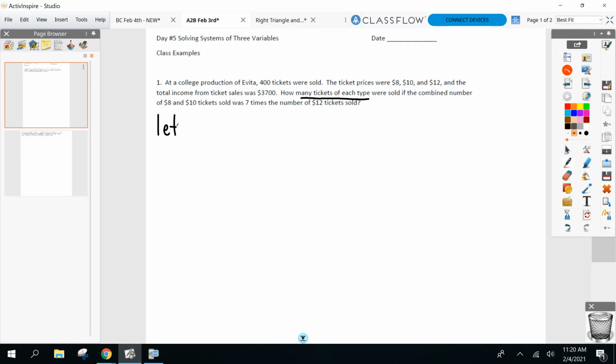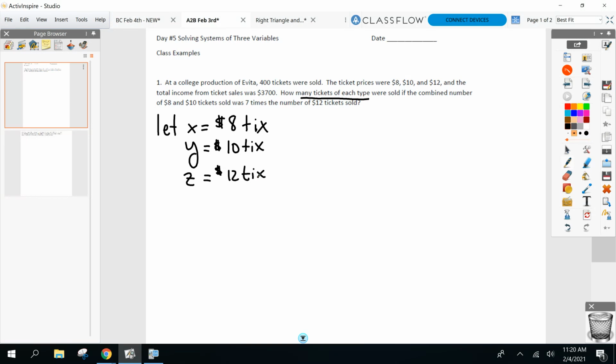Well, let's start out. X, we'll call the $8 tickets. There's 3 different types of tickets. Y is going to be $10 tickets. And then Z will be the 3rd kind of ticket I sold, $12. So let's get our variables set up and then we'll talk equations. Everyone all right with the 3 variables?